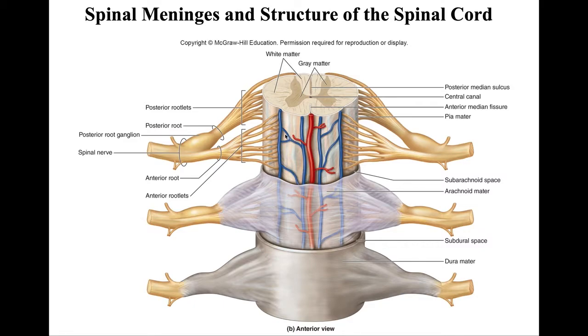And then what is directly attached to the spinal cord? As you can see here on the far right, it is labeled as pia mater. It's directly attached to the surface of the spinal cord.